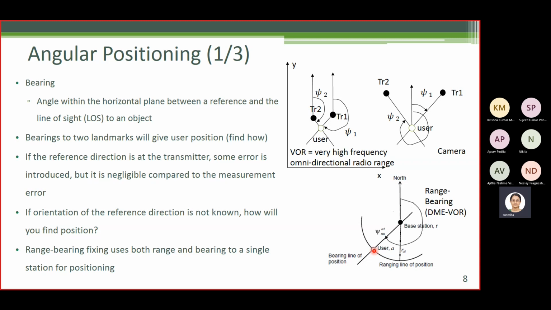But military aircraft can use TACAN, which is an example of a range bearing system, because they have co-located DME and VOR equivalents in the same base station. So TACAN is an example of a range bearing system.